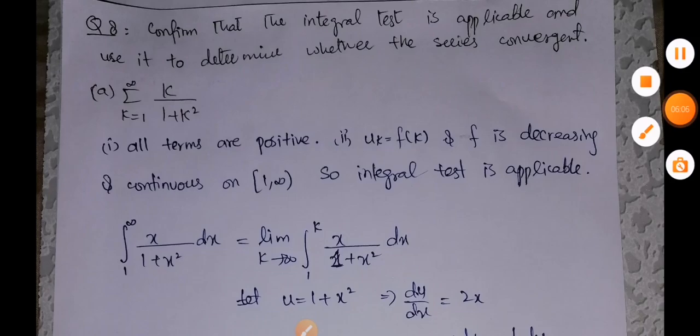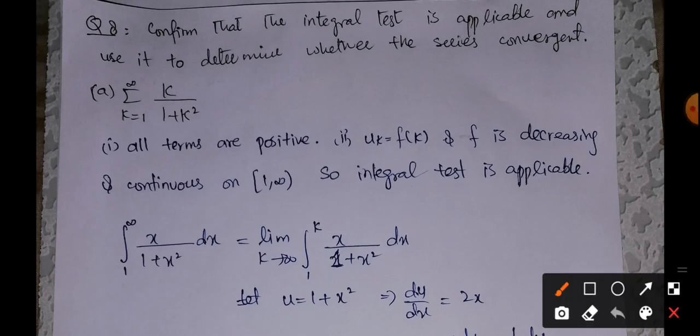Here we have question number 8 from the exercise. Confirm that the integral test is applicable and use it to determine whether the series is convergent or not. So we have part A, summation k varying from 1 to infinity of k over 1 plus k square. Clearly all the terms are positive, and number two, the general term of the series is appearing as a decreasing continuous function on the interval 1 to infinity. So we are able to apply the integral test, and we will find the integral from 1 to infinity of x over 1 plus x square.